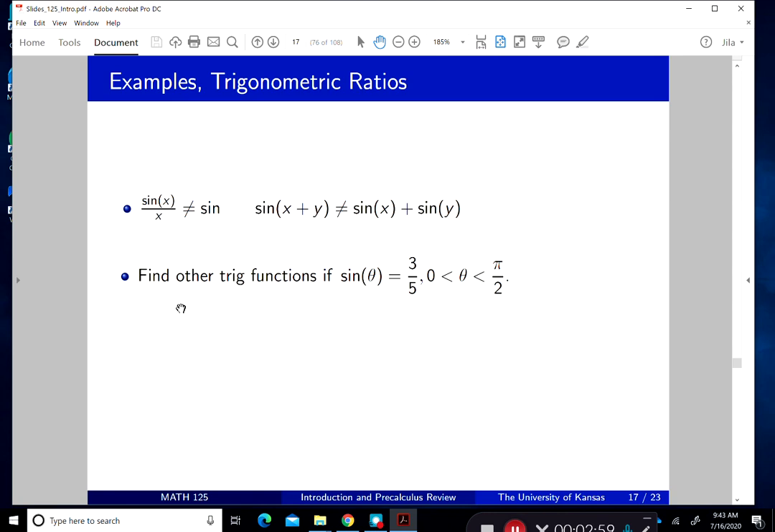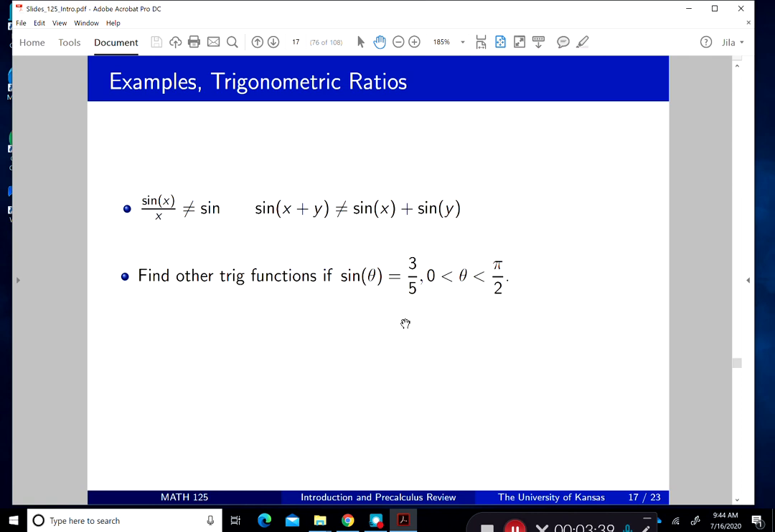Find other trig functions if sine of theta is equal to 3/5 and theta is between 0 and pi half. So we're looking for all trig values for theta if sine of theta is equal to 3/5 and theta is sitting in the first quadrant. So now what we had in the previous page was the right triangle, and we start from there and find all the values.